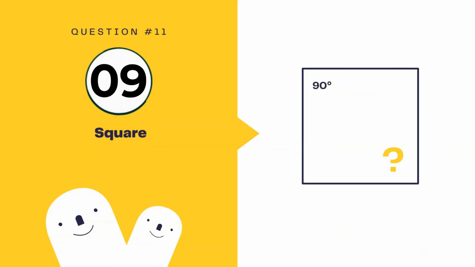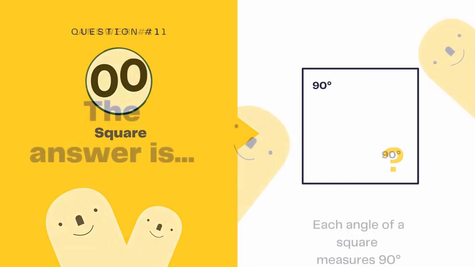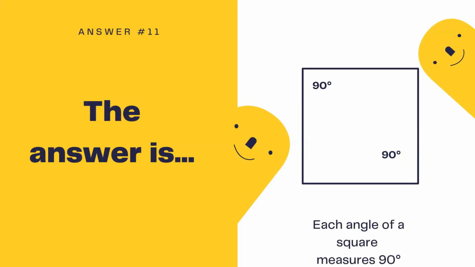Pretty cool, huh? What is the missing angle? 6, 5, and it's a square. 3, 2, 1. It's 90 degrees. Each angle of a square measures 90 degrees.